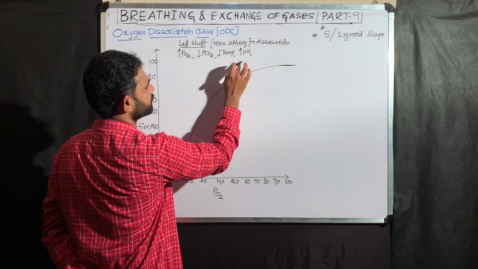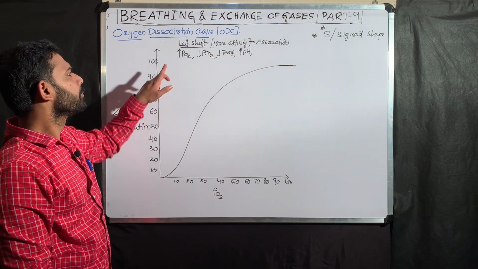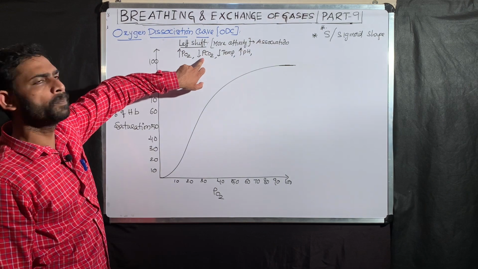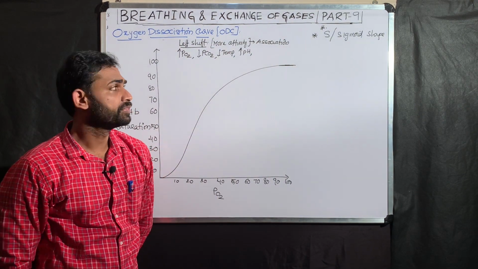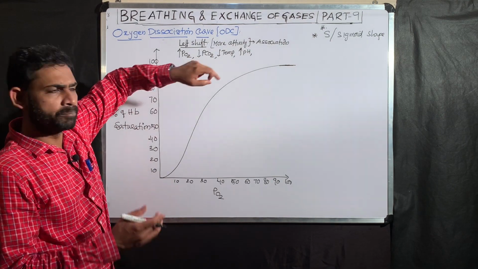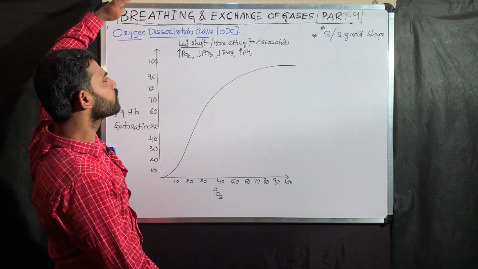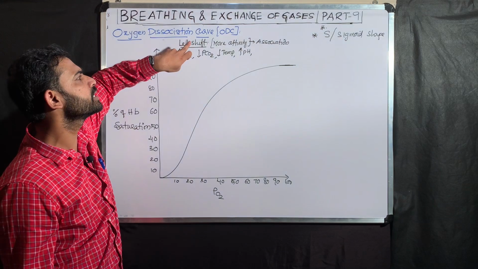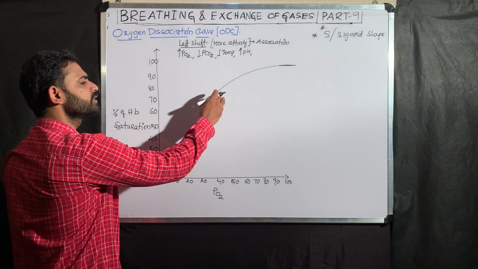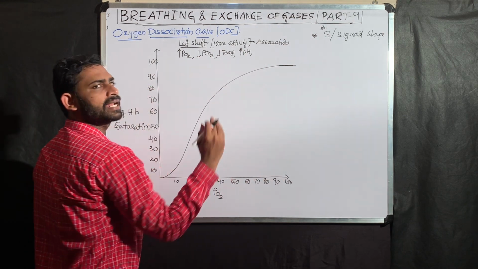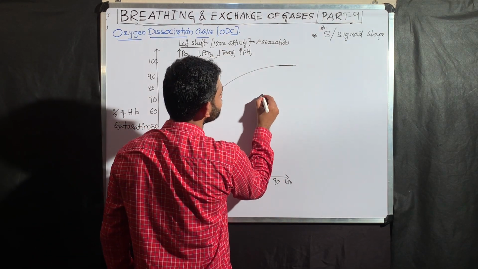These are the factors: high PO2, low PCO2, low temperature and high pH. These factors shift the standard ODC towards the left side. Left side means what? More affinity between the hemoglobin and oxygen. If the standard ODC shifted to the right side, here I am writing this is the right side.